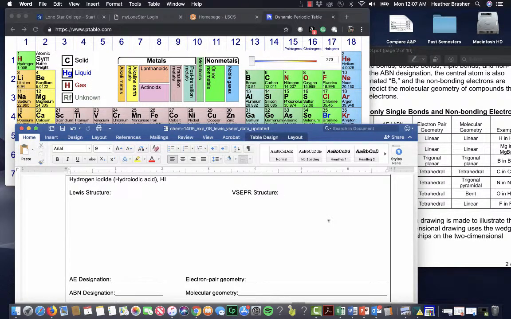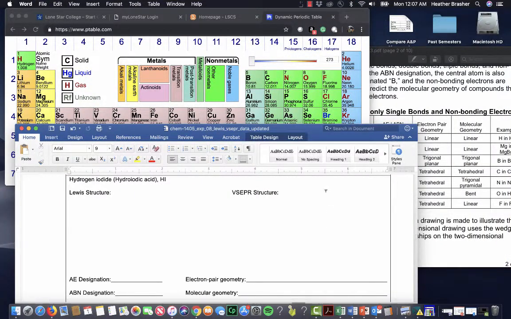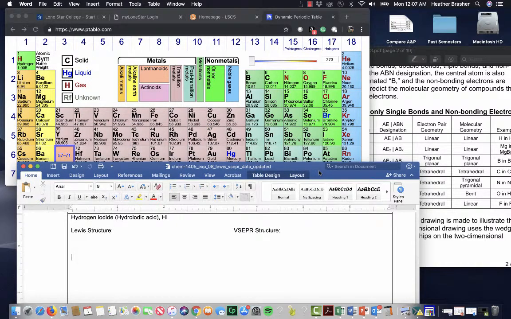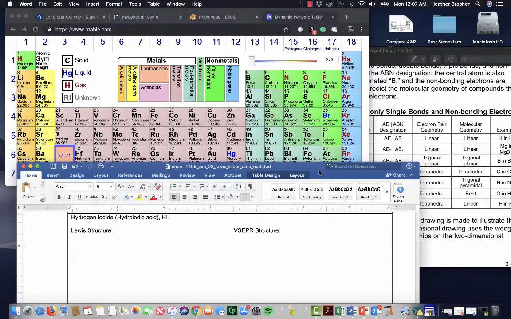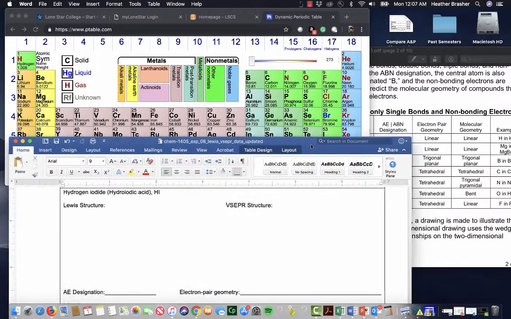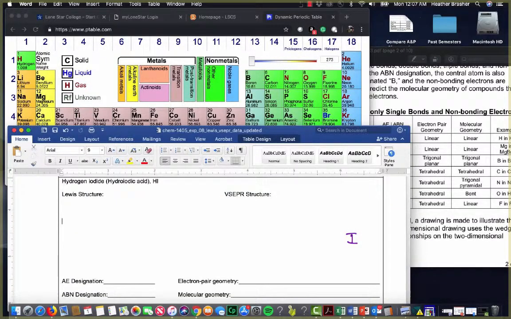So we're going to do hydrogen iodine. If you see, iodine is down here, which makes it 7. I'll move that back up. So iodine is 7, 1, 2, 3, 4, 5, 6, 7, and hydrogen is 1.